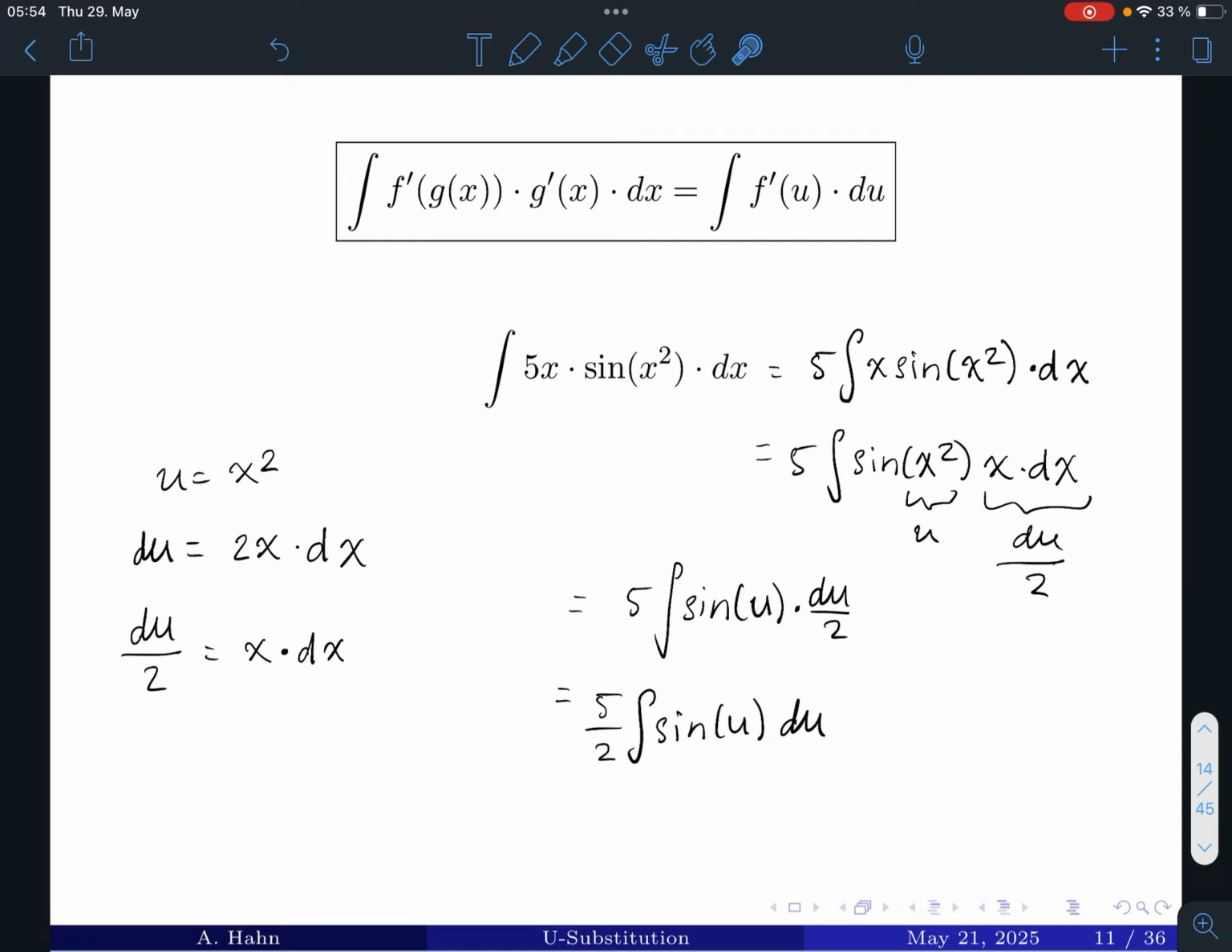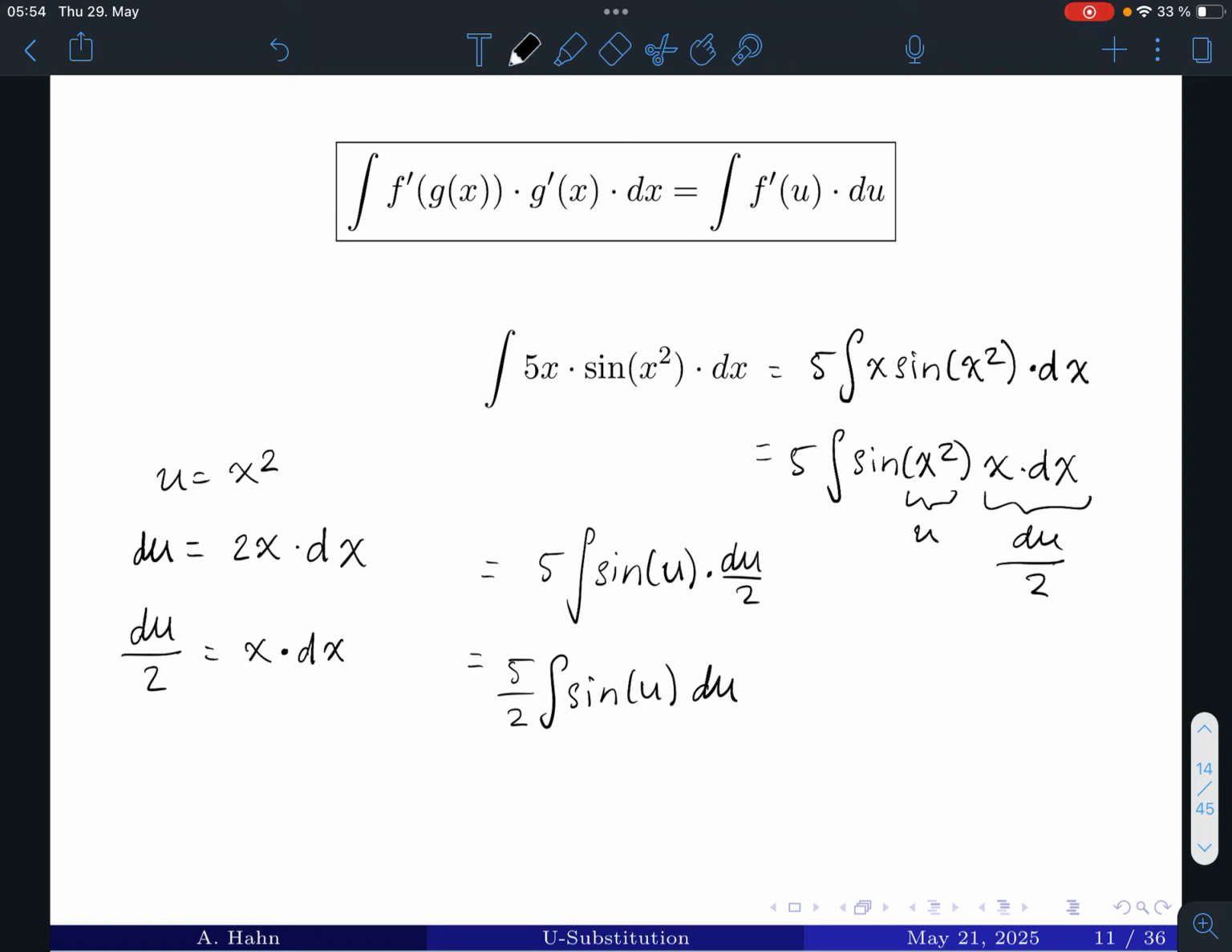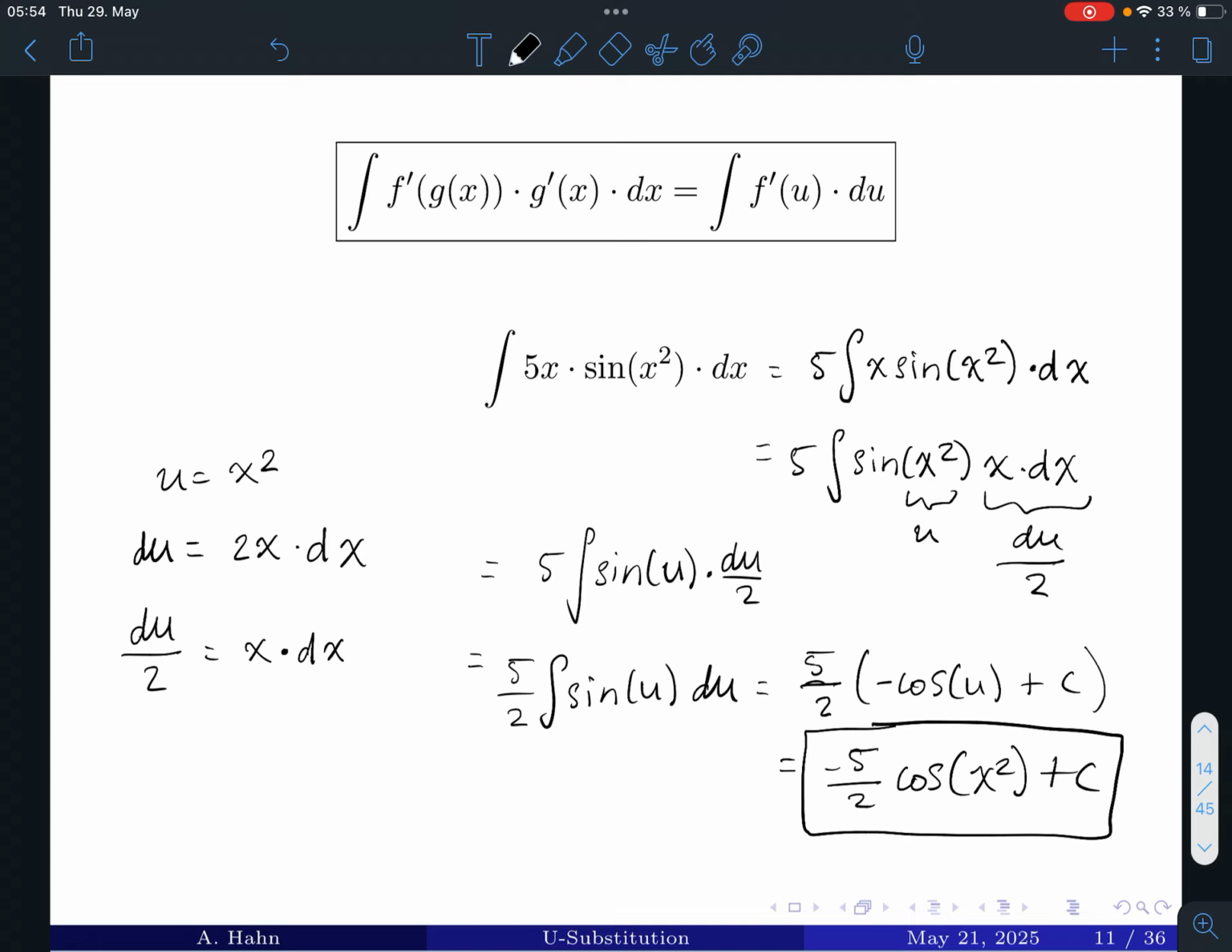And then as we can see, this is exactly the same thing that we got when we did method 1, when we did this example the first time around. And so let's finish this out. So this is going to be 5 over 2 times the antiderivative of sine, which is negative cosine. So this is going to be times negative cosine of u plus c. And then we can multiply through and plug in our u. So this is going to be negative 5 over 2 cosine of x squared plus c.